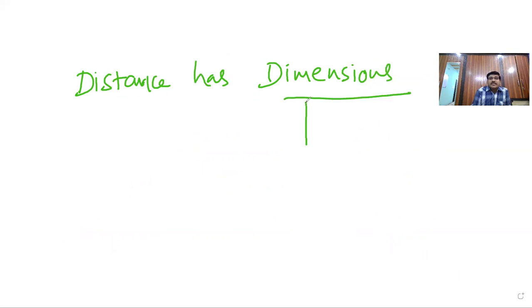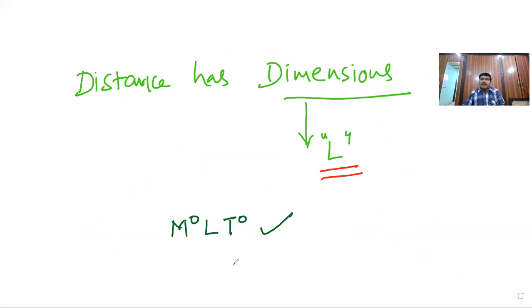What are the dimensions of distance? Distance is length, per L. That means I can highlight here: M to the power of 0, L to the power of 1, T to the power of 0. That is the dimension formula for distance. Clear? The unit is meter, kilometer, centimeter, and the dimension formula is M to the power of 0, L, and T to the power of 0. It is a fully scalar quantity.